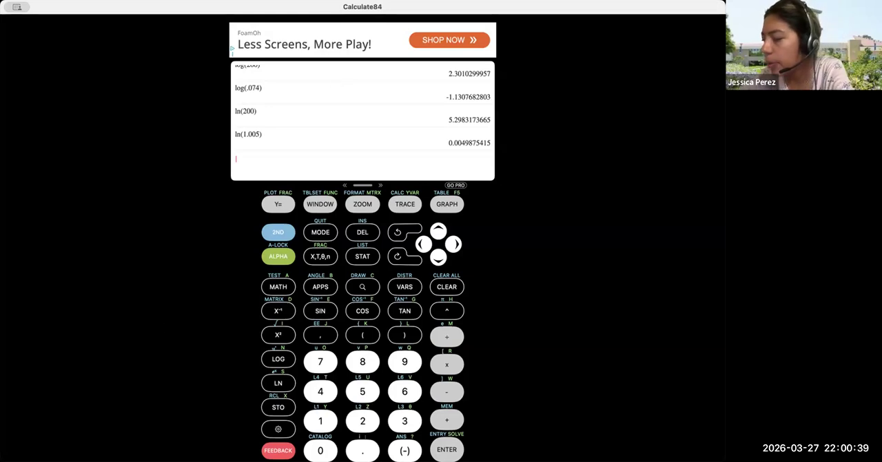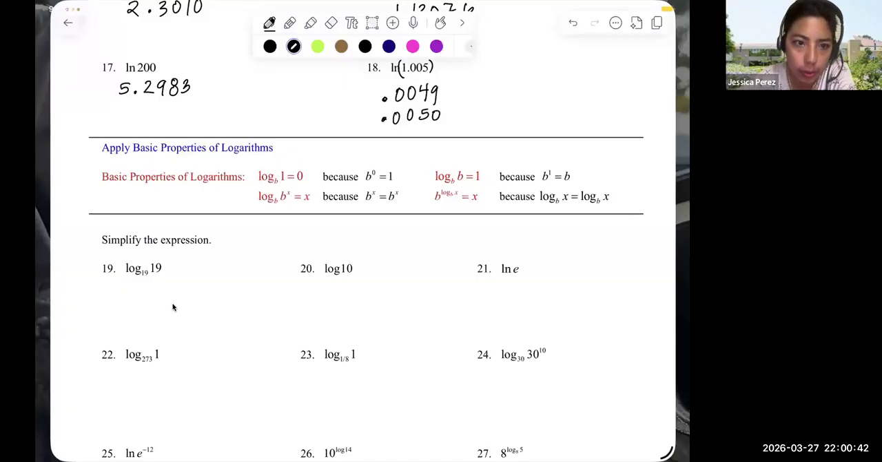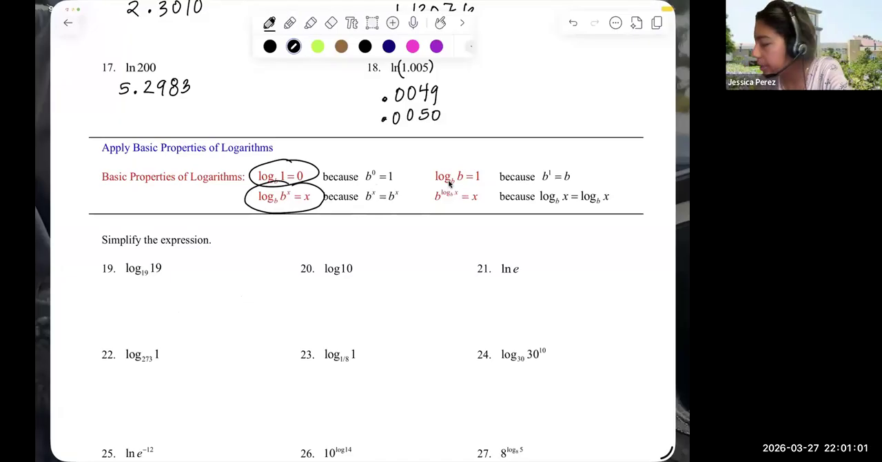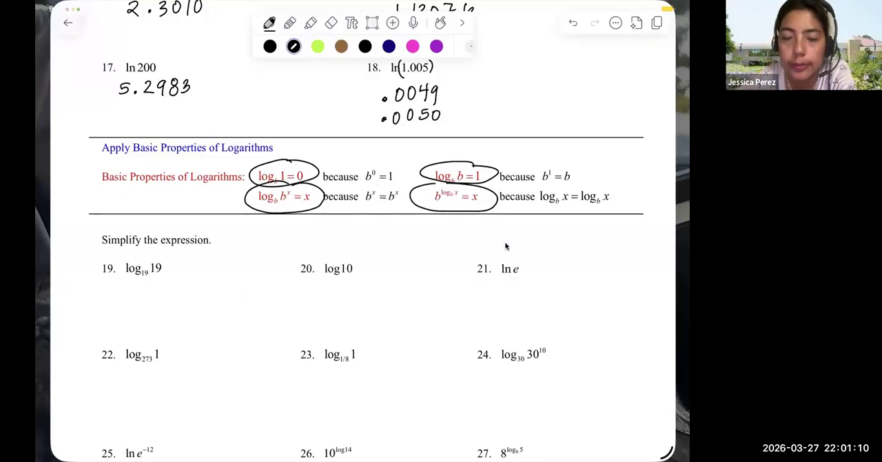On the notes, the next part is to apply basic properties of logarithms. Log base b of 1 is equal to 0. Log base b of b to the x is equal to x, because b to the 0 is 1, and b to the x is equal to b to the x. So the same base with the same exponent. Log base b of b is equal to 1, and b to the log base b of x is equal to x. So the exponential and the logarithm will cancel. So the first thing we want to look at is log base b of b, right?